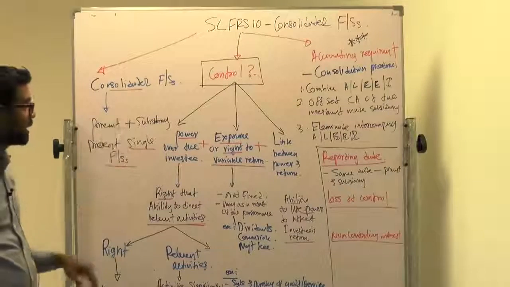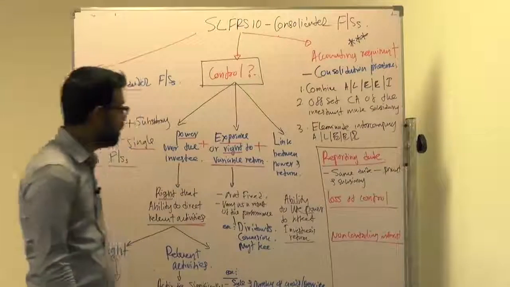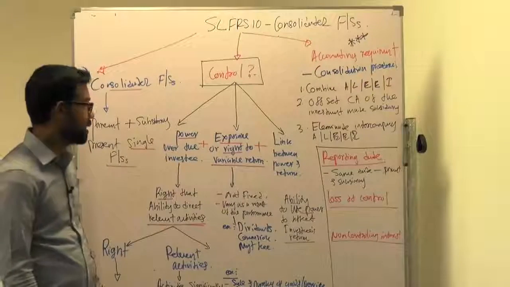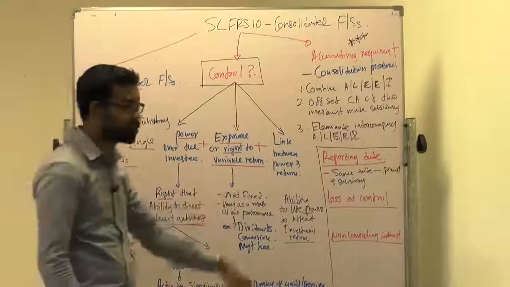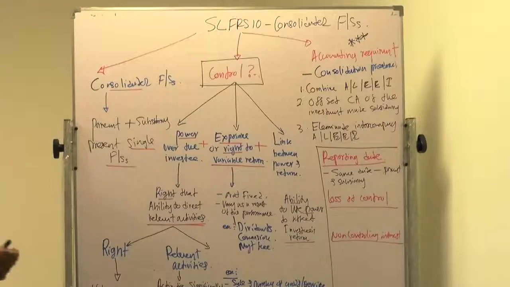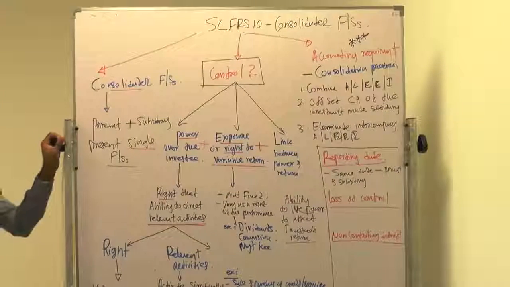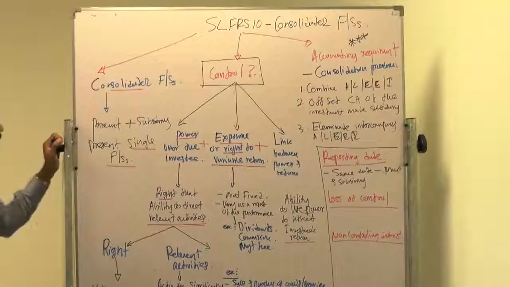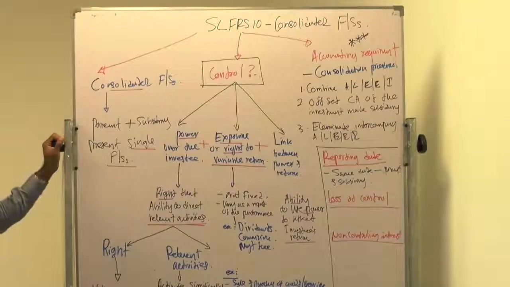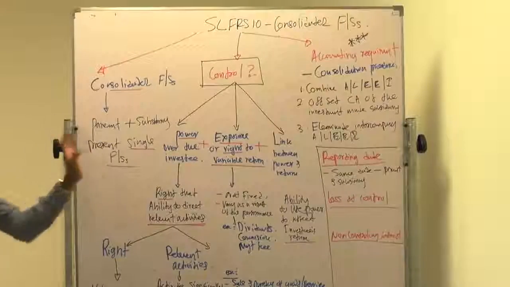Paragraph numbers I will insert later, don't worry. Loss of control and non-controlling interest. Those two are also much more important, right? Fine. So this is the entire summary of the standard. Now we need to look at this summary with the standard SLFRS 10 to insert paragraph numbers.